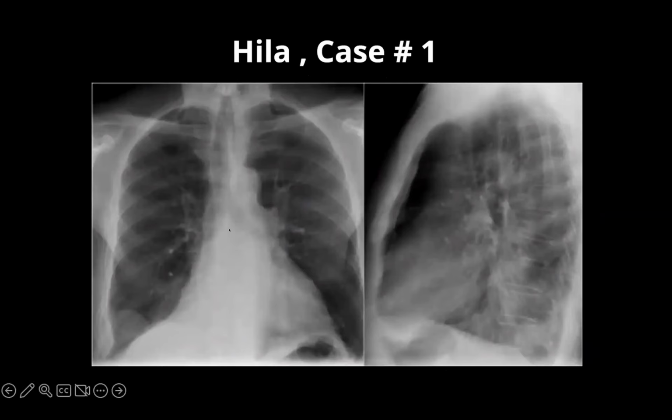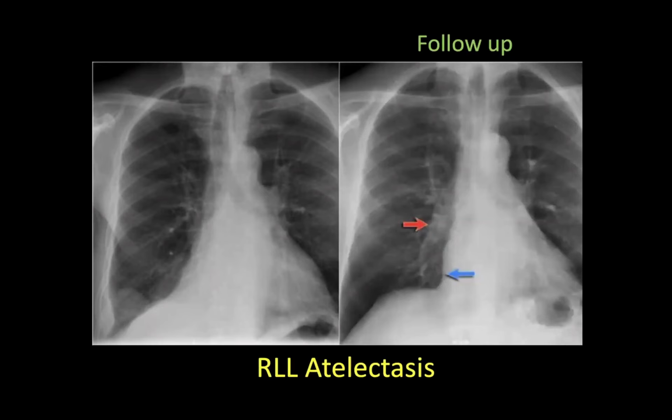So what do we see here? We see a very sharply demarcated triangular opacity on the right medial lower aspect, and we don't see that little finger. That little finger was obscured because this is a case of right lower lobe collapse, and the opacity is projecting over the inferior aspect of the vertebra. That's a case where you wouldn't see that finger because it's obscured in the collapsed lung. This is right lower lobe atelectasis.